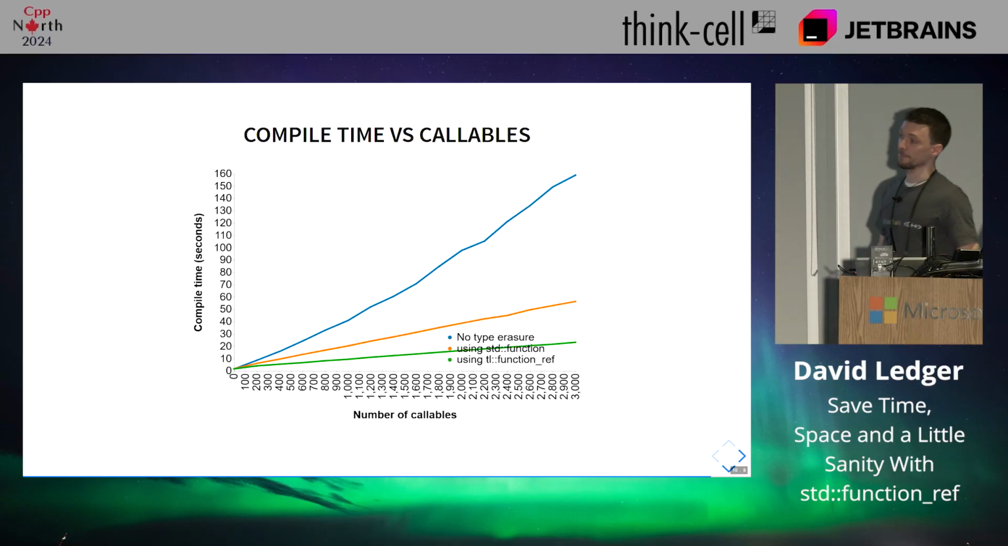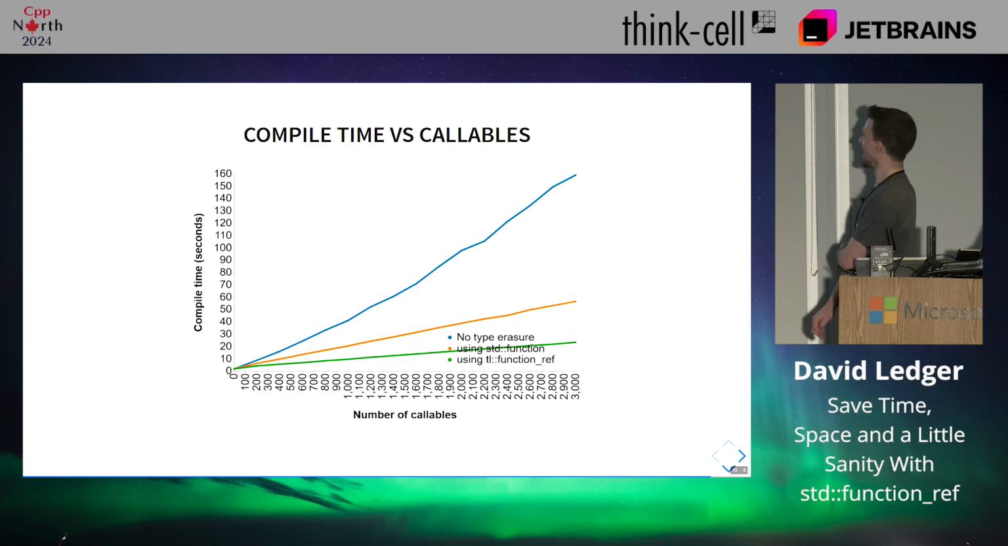And this is what we get. Again, fewer symbols means less compile time. Without type erasure, our compile time is kind of getting out of hand here. To make this graph takes like half an hour or something. It's quite bad.